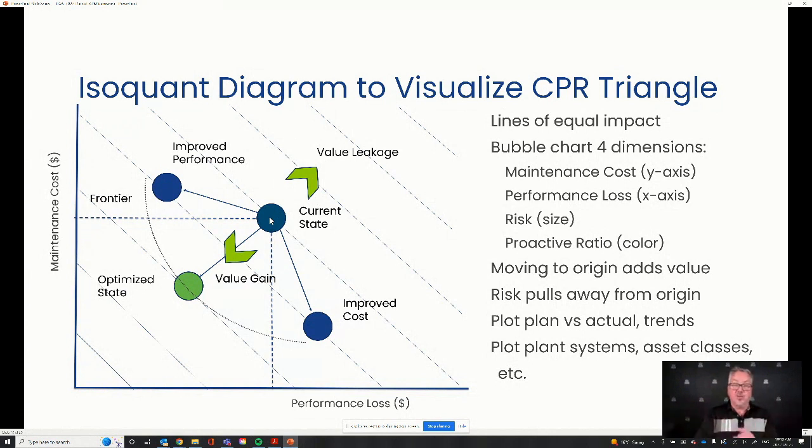So you can add other things too, right? Besides the maintenance cost and performance loss axes, because this is also a bubble chart, you could have the risk as the size of the bubble, and you could even use coloring to denote how proactively we are managing that. So if it's very reactive, you might want to color it red. If it's very proactive, you might want to color it green, whatever. Anyway, the point is that we can use these to visualize how well we're managing those assets.